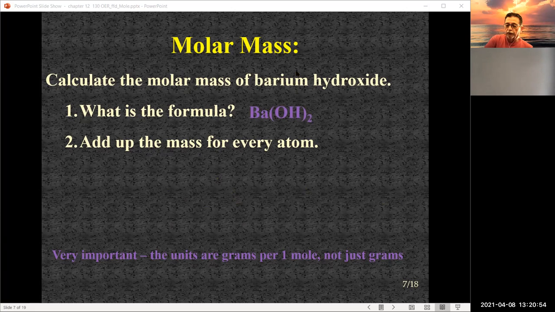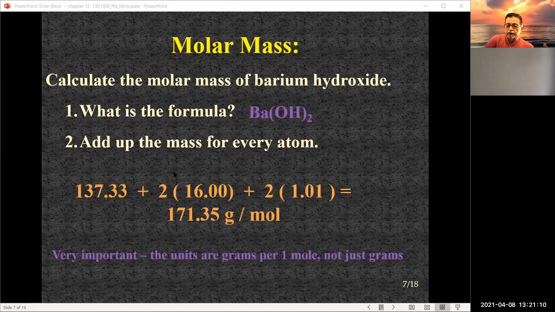So that's the formula we just went through. Again, when you're given a name, break it first into ions and then put them together properly with the right number of cations and anions. Now add up the mass for every atom.